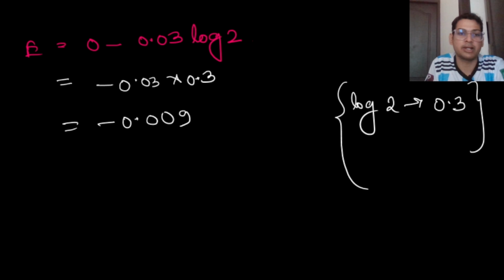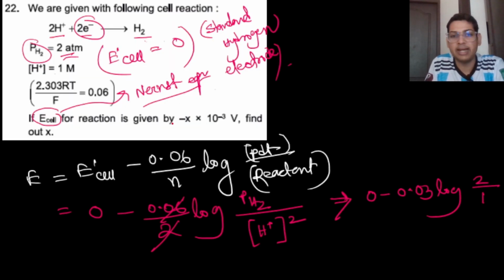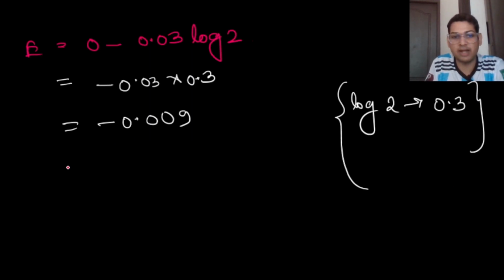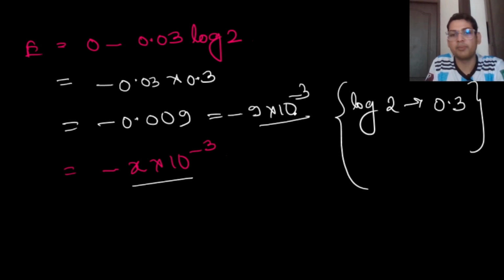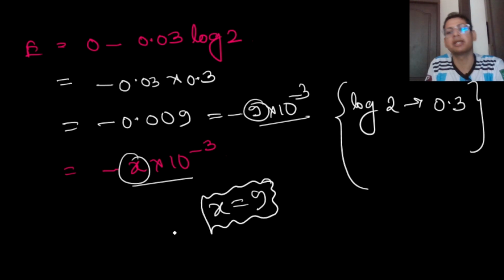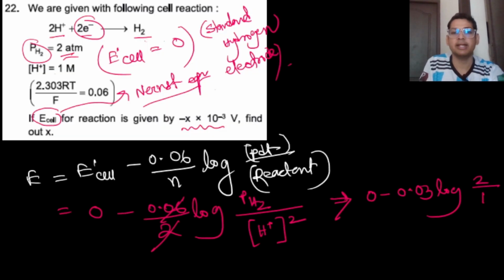Right? 0.009. Okay, sir, then check, they have given the value as minus x into 10 to the power minus 3. So this value you have to write in the form of minus x into 10 to the power minus 3. No problem, sir, I can write this as minus 9 into 10 to the power minus 3, and if I compare, I will get the x value as 9. That will be your answer for this question. X value will be 9. Got it? So yes, here x is 9. That will be your answer.